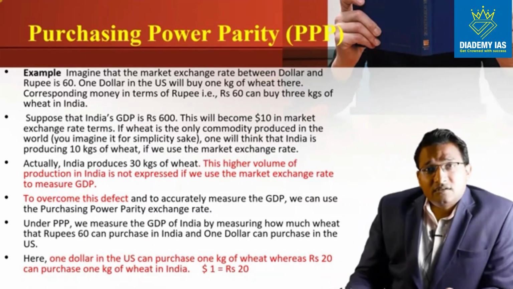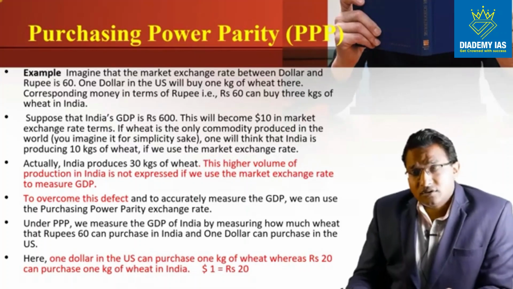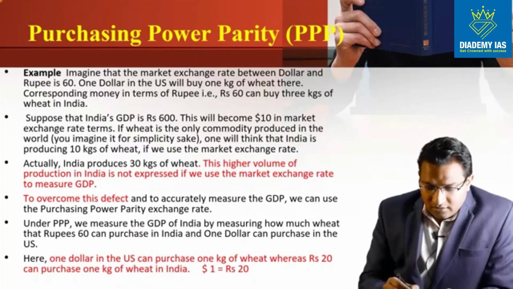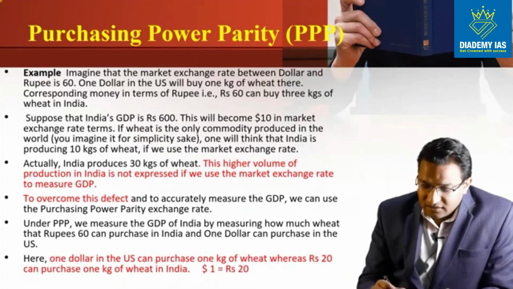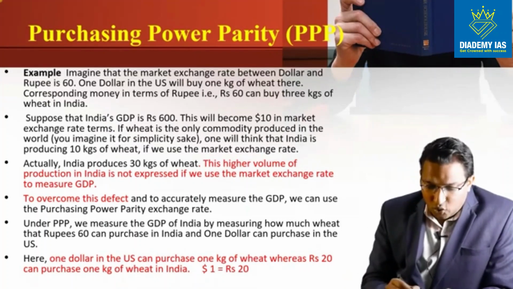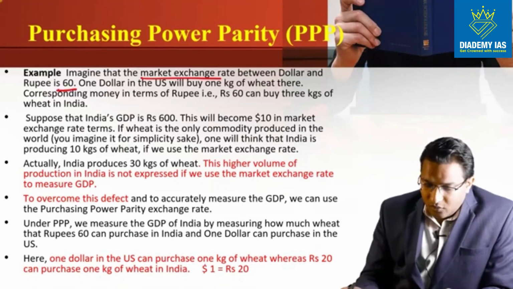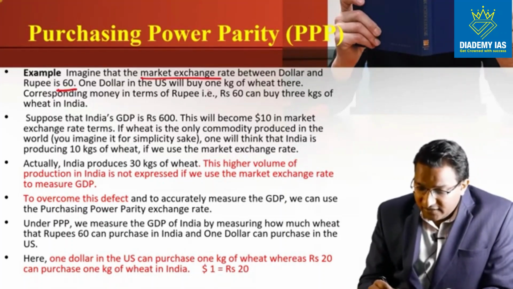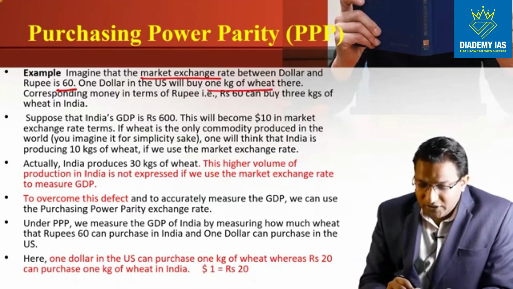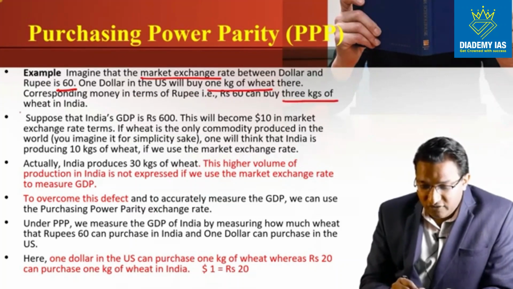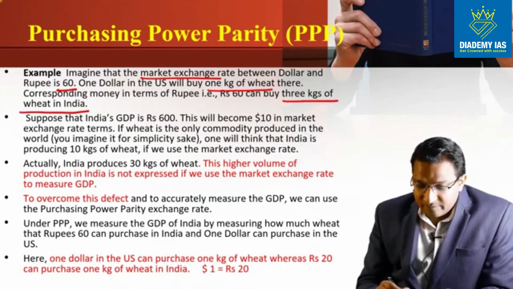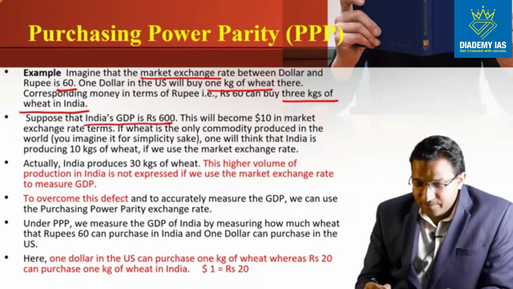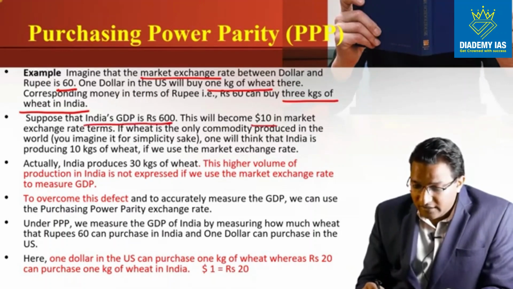So let me read out this PPT. Example, imagine that the market exchange rate between dollar and rupee is 60. $1 in the USA will buy 1 kg of wheat there. Corresponding money in terms of rupee, that is rupee 60, can buy 3 kg of wheat in India. Suppose that India's GDP is rupees 600. This will become $10 in the market exchange rate terms.